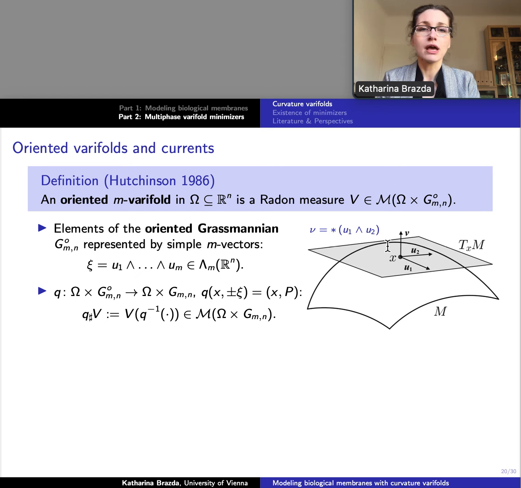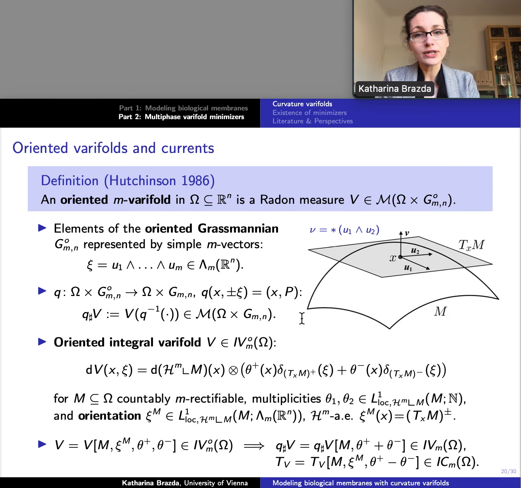And in 2D, the 2-vector xi equal to u1 wedge u2 can be identified with the unit normal vector nu through the Hodge star map, which in this easy case just means that nu is the cross product of these tangent vectors u1 and u2. And one can map the oriented Grassmannian to its unoriented counterpart by the map Q. And the push forward of an oriented varifold V by Q will then be denoted by Q sharp V and is just an unoriented varifold as we know it.